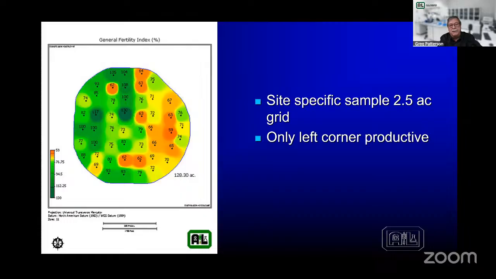So he went out and he site-specific sampled this in a 2.5 acre grid. But before he sampled, he told me he only had productivity in this field in one section of the field, that quarter section I've highlighted there. And you can see here from our general fertility index in our mapping system, it's the best part of the field, and there's a reason for that.